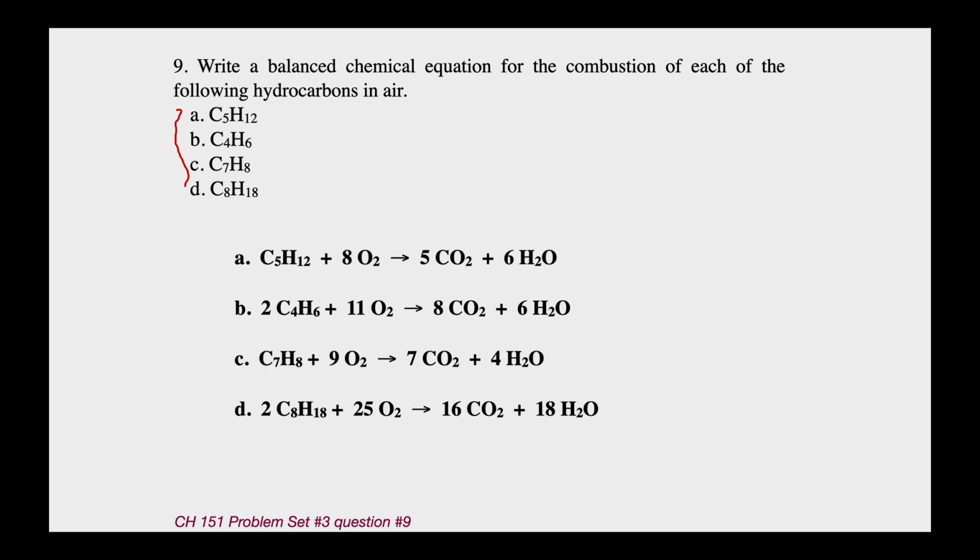2C8H18 plus 25 O2s makes 16 CO2s plus 18 waters. I'm putting this equation up last for a reason. This is the balanced equation for the combustion of octane, which is the main ingredient usually of gasoline in a gas-powered vehicle. So if you used your gas-powered vehicle today, or if you even have one, this is the equation you used.